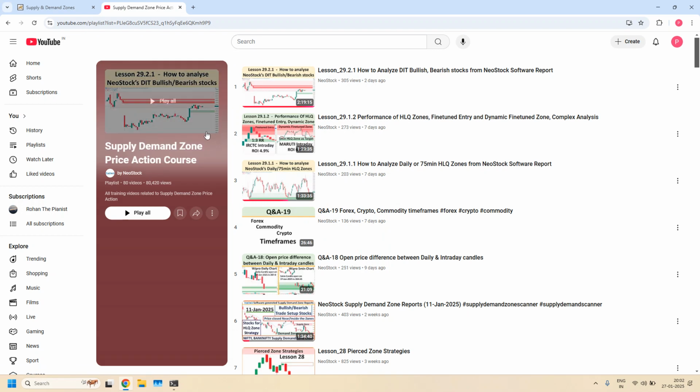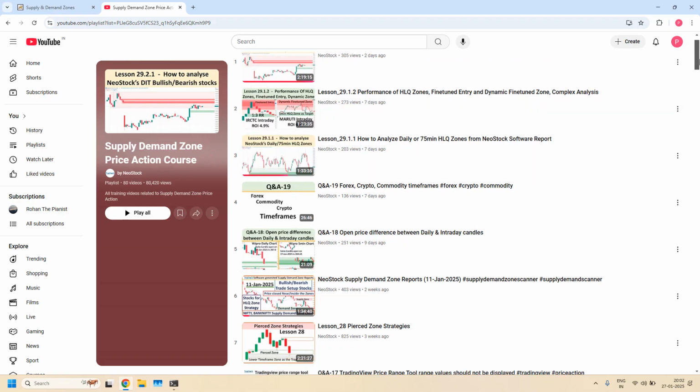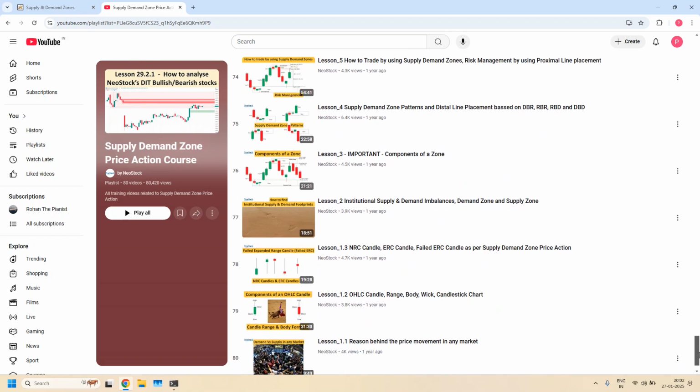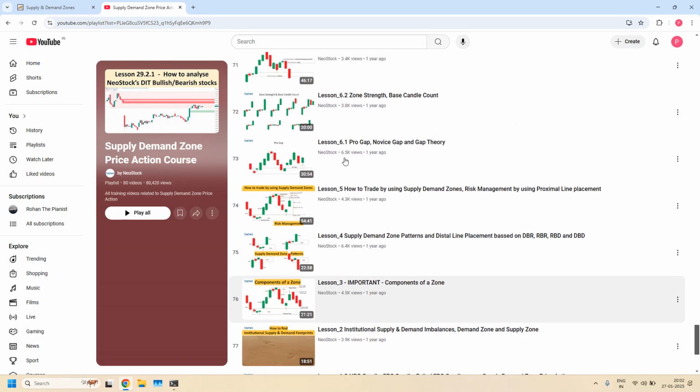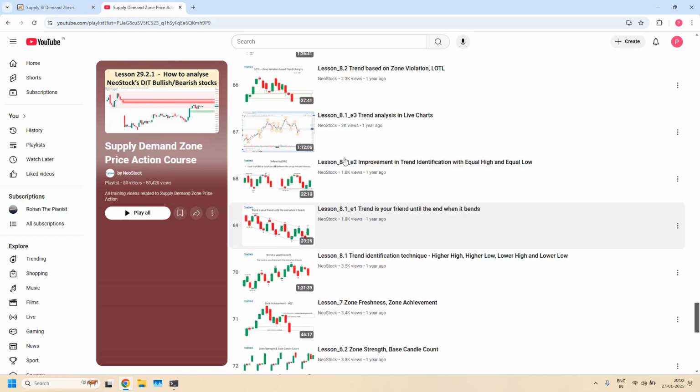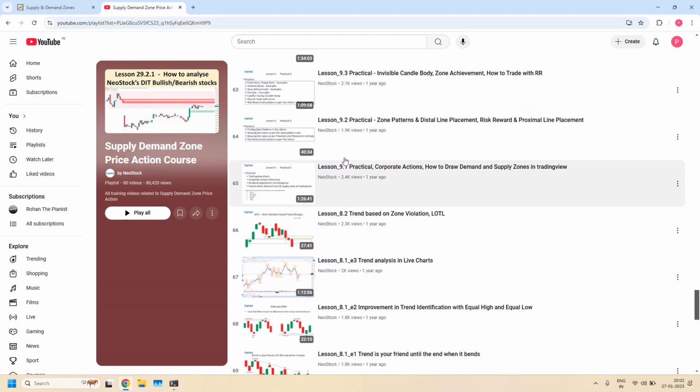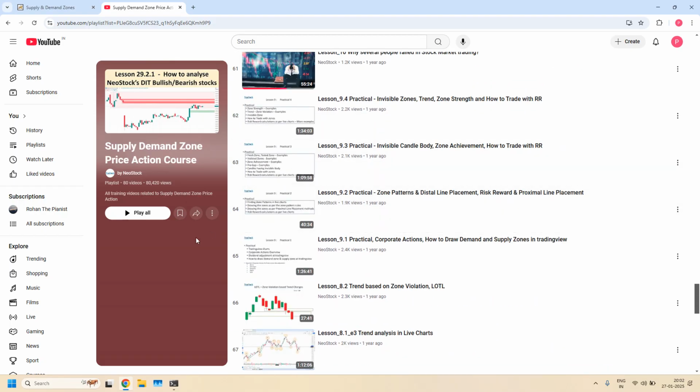Now we are into the supply demand zone price action course. Here all the training lessons are available. You just need to scroll down to the bottom of the page. Here, starting from lesson 1.1, you need to start your training, and all these lessons are placed in an order. So please go through all these lessons one by one and strengthen your skills related to supply demand zone price action.